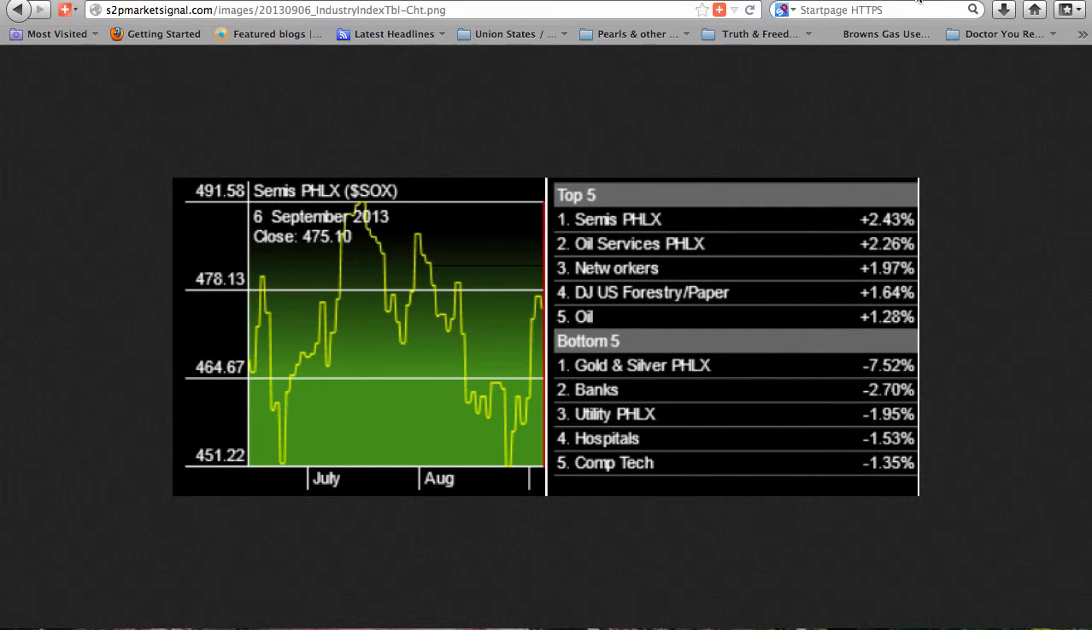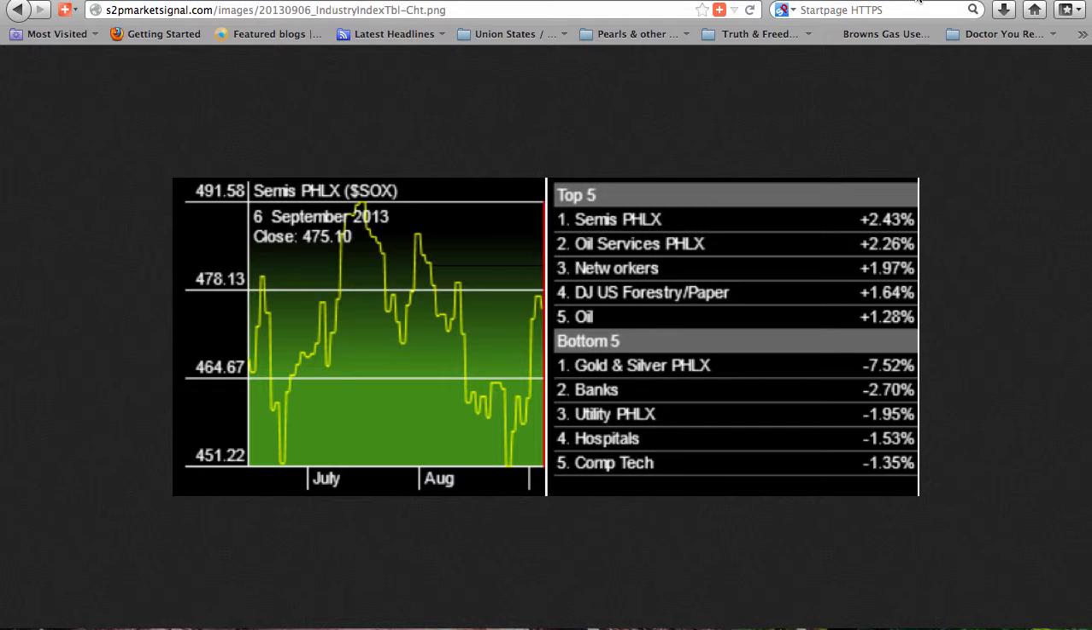Industry rotation the last 2 weeks. All of the top 5 industries are positive, and all the bottom 5 are negative. Bullish gold and silver now leads the bottom 5. Semis has entered the top 5. Networkers has left the bottom 5 and entered the top 5. Computer hardware has left the bottom 5.